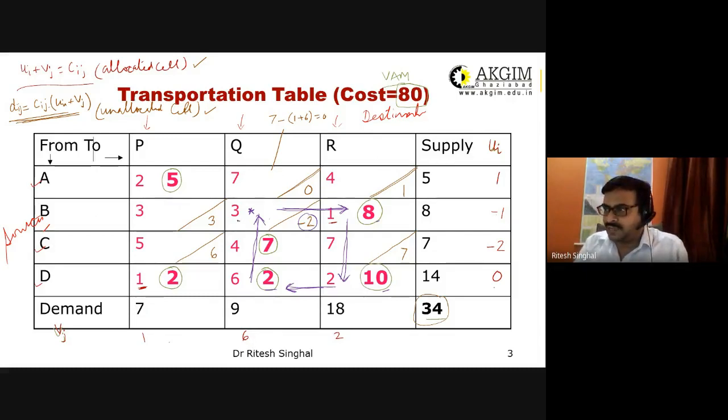We have to add some units here. We have to subtract some units from here. We have to add some units here. We have to subtract some units. So alternatively, we should place plus and minus signs, starting with the plus sign. So first start with plus sign, then negative sign, plus, and then negative.